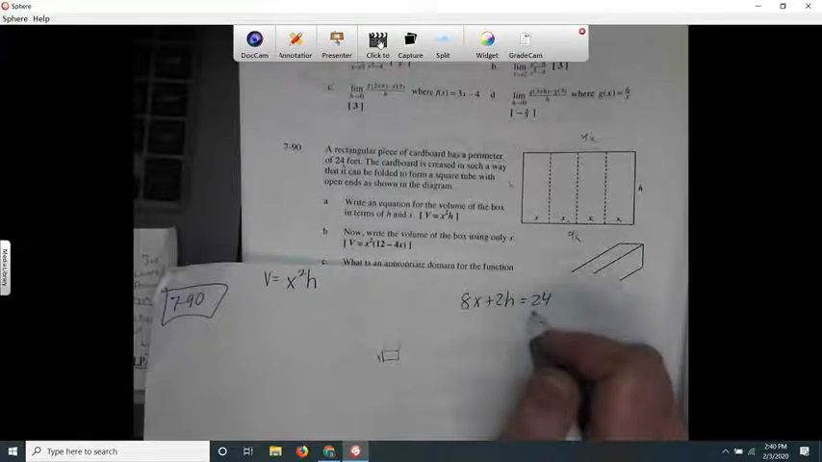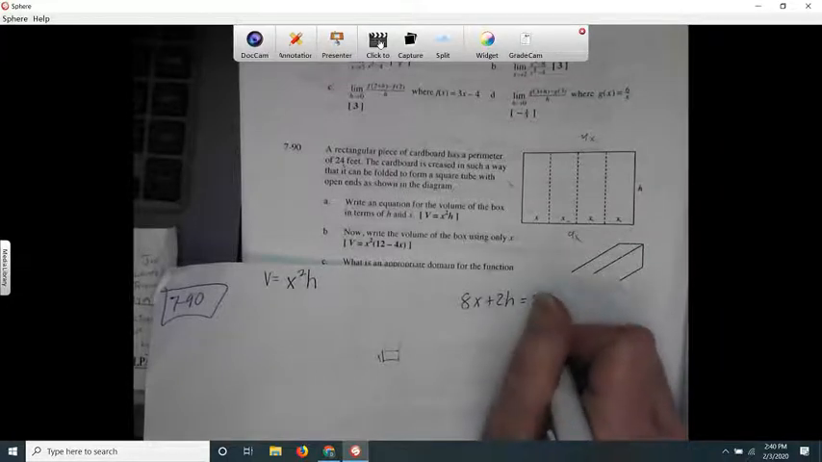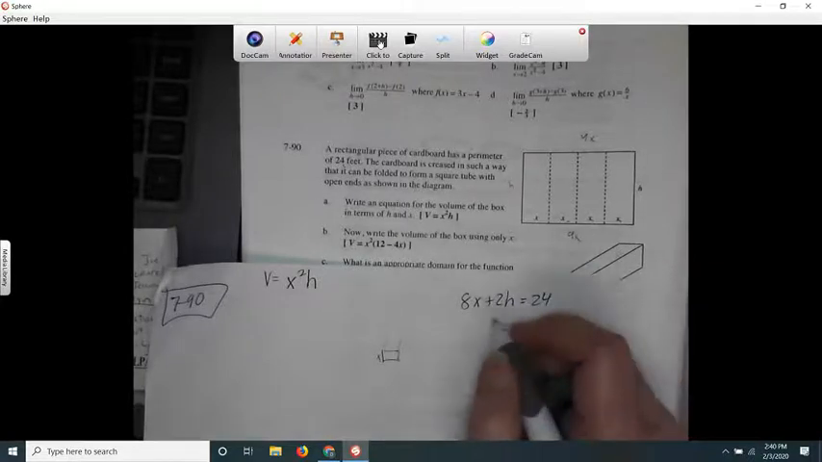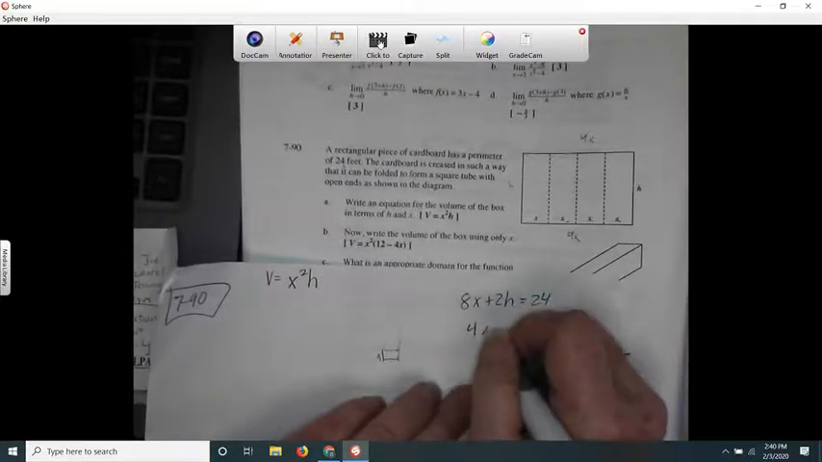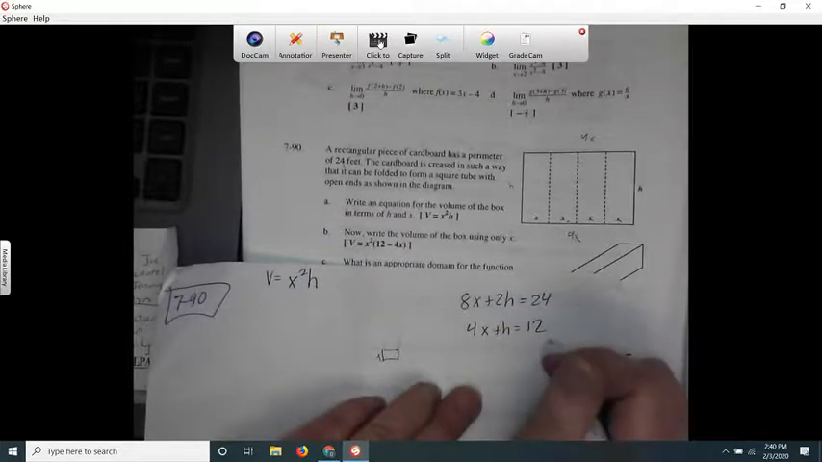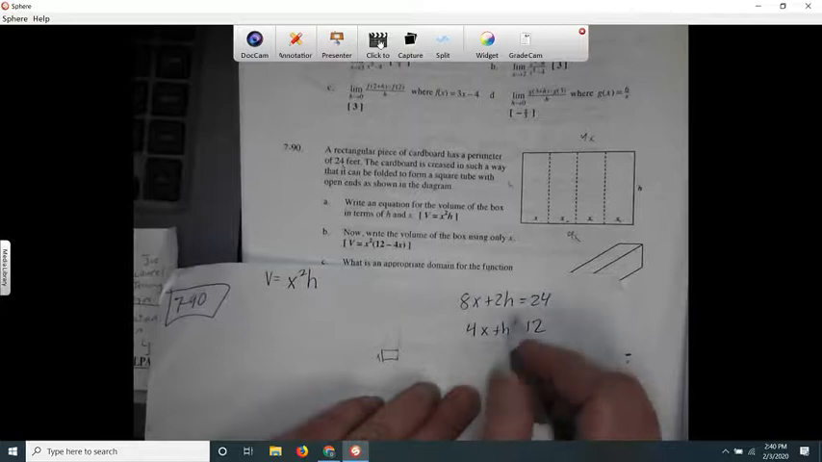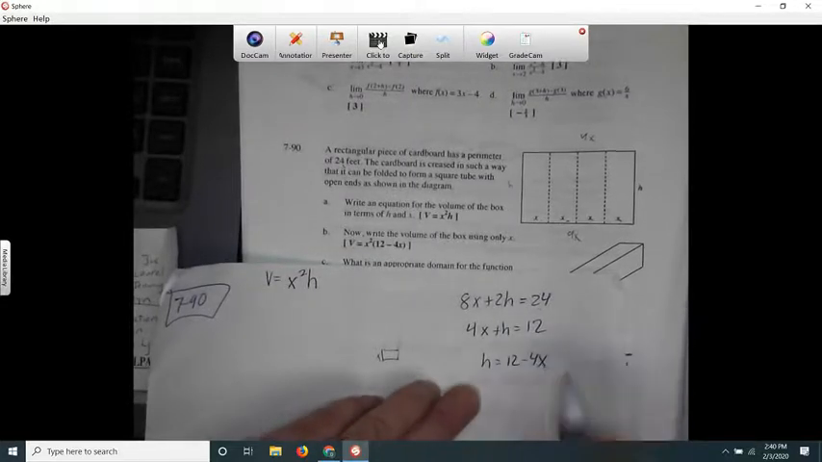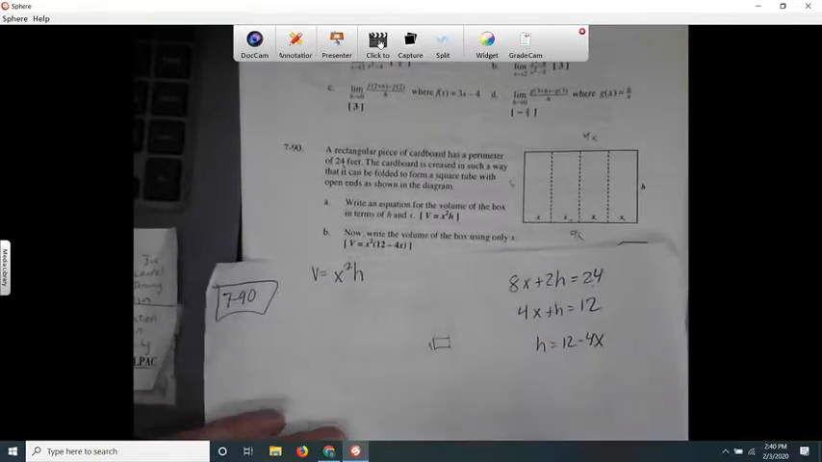So you got the 12 from...? Sorry, I got confused. I just divided everything by 2, because you said it was 8x plus 2h. Oh, so you said it was 4x plus h equals 12? Yep, and then you just get h equals 12 minus 4x. Okay, so plug that into x squared times h, and put that instead of h. Yes, that sounds very nice.